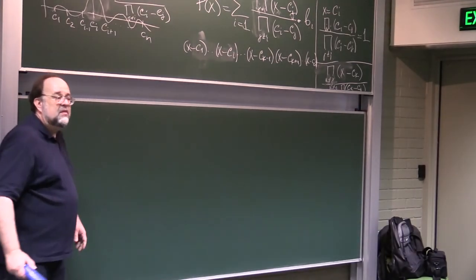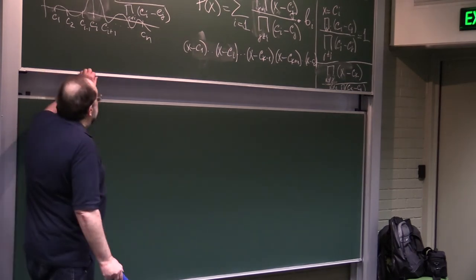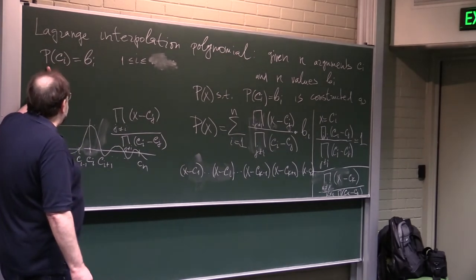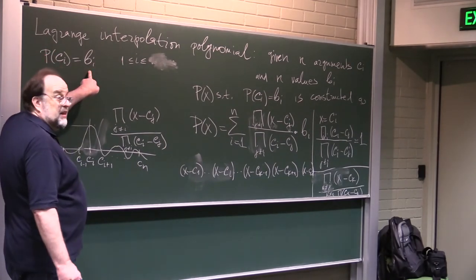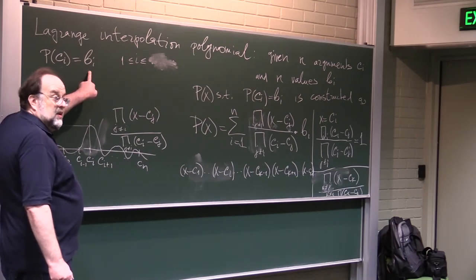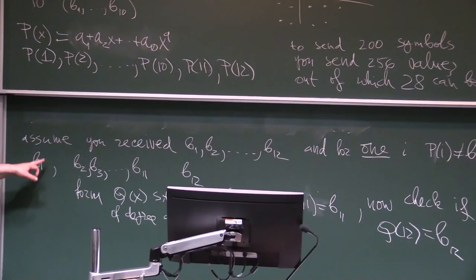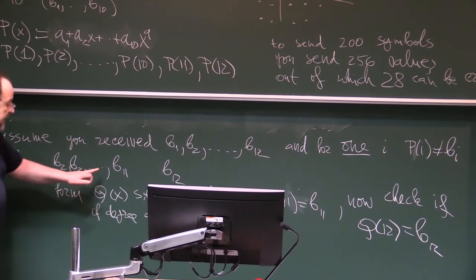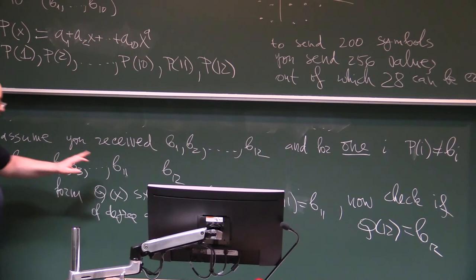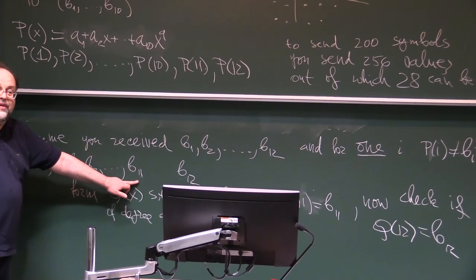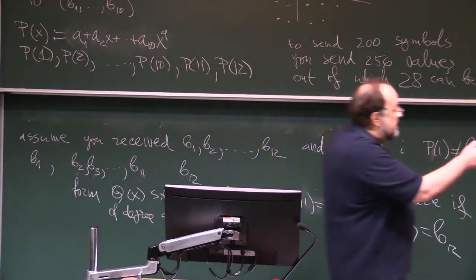Sorry, so how can we know that P of ci is equal to bi? You are given all the c's and all the b's, and you want to construct a polynomial so that at the given c's it has precisely the given value b. For example, you have received b2, b3, up to b11, and b12. Here are 10 values, and they are supposed to be the values when inputs are equal to 3 up to 11. So the values are the c's.